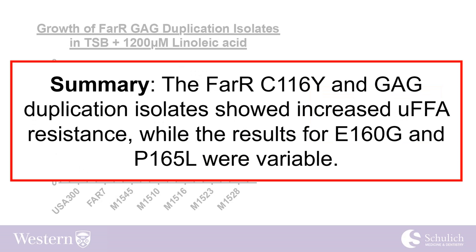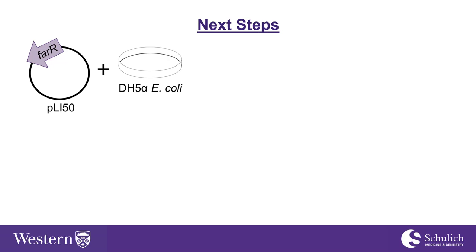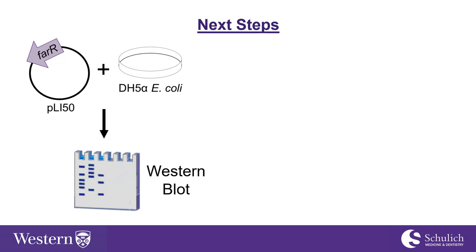In summary, the FarR C116Y and GAG duplication isolates showed increased UFFA resistance, while the results for the E160G and P165L isolates were variable. After confirming the sequence of the FarR variants, my next steps include cloning one of each variant into pLI50 for expression in E. coli. From here, I will perform a Western blot using mouse anti-FarR antibodies to determine if, like FarR7, constitutive expression or de-repression of FarR is occurring.